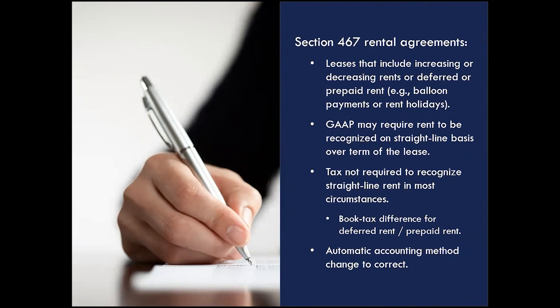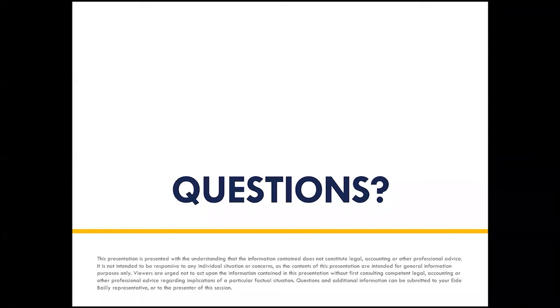So if you have a deferred rent liability on your balance sheet, perhaps, or some sort of deferred prepaid rent on your balance sheet, and you're taking a straight line for book and we don't have a book tax adjustment, that's something we need to look at, and it can again generate an automatic 3115 so we can take care of that. And I think that's all we had.